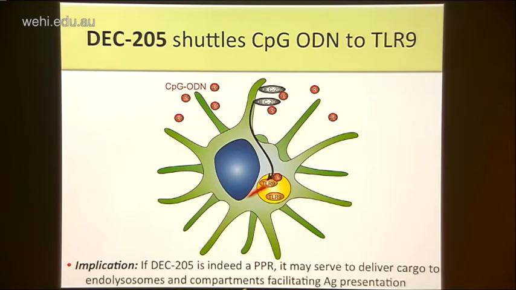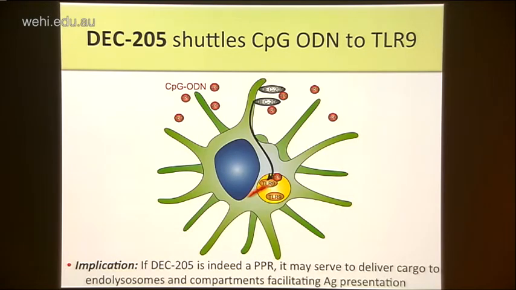But whether or not DEC205 is a true pathogen recognition receptor, I don't know. I think maybe, but I think we still need to wait for conclusive proof. In any case, it makes a good case that it can deliver cargo to various different compartments, including the endolysosomes, and including those compartments that are very much involved in cross-presentation. So I think it'll turn out that DEC205 is going to be important in shuttling whatever it grabs to these different compartments.